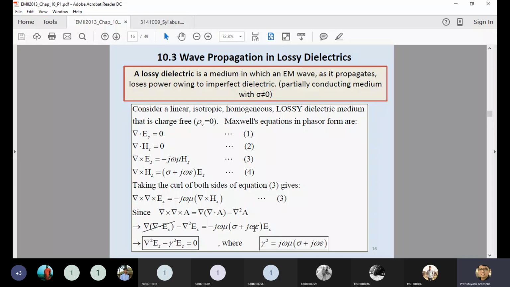So based on this, we have taken one wave propagation in a lossy dielectric medium. For that, you require Maxwell's equations in the time domain. So the curl of E and the curl of H equations we are considering. Curl of E bar is equal to minus del B upon del t, and curl of H bar is equal to J plus del D by del t.